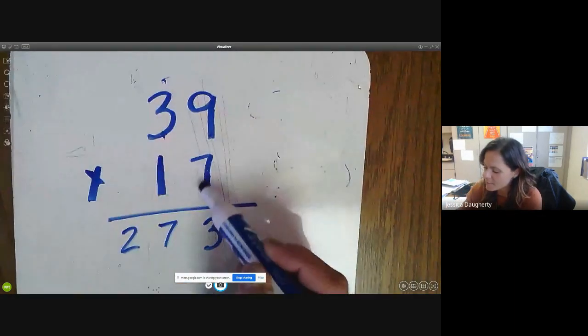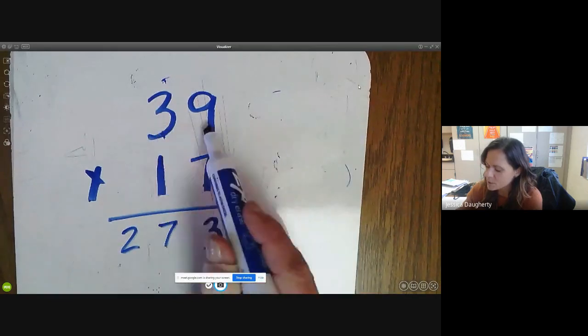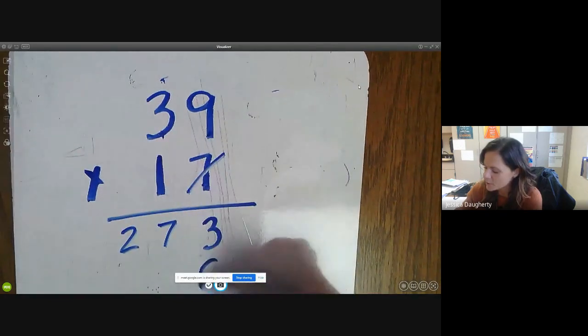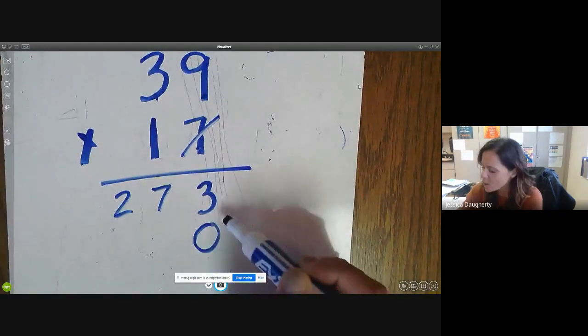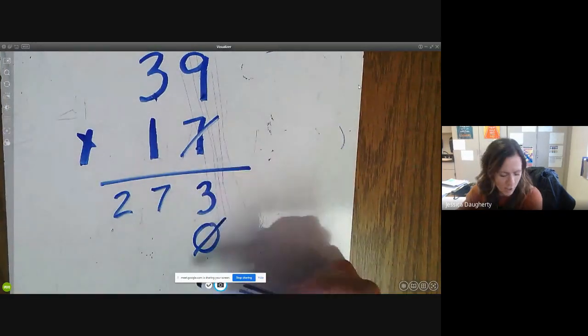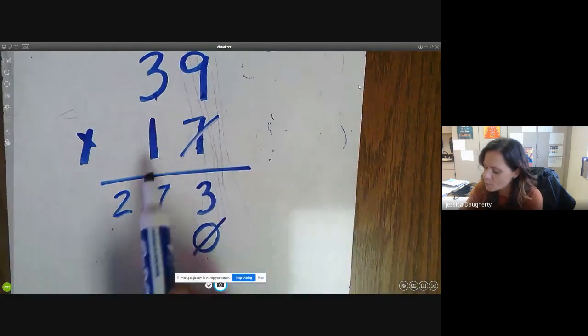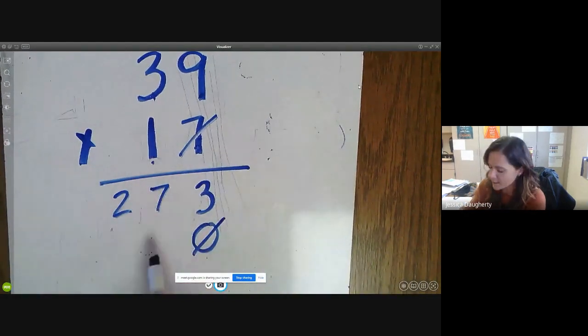Now we just multiplied our 7 by our 9 and by 3, which was 30, and we're done. Put yourself a placeholder. Some kids like to put a 0, some put a little slash through it. Whatever you want to do, just know that we are no longer in the ones place. We're moving now into the tens, so our answer will begin in the tens place.